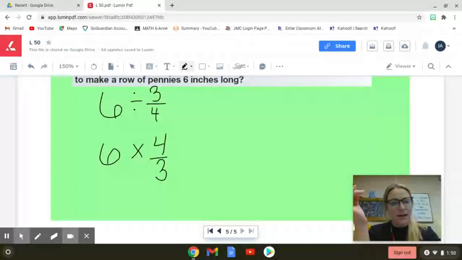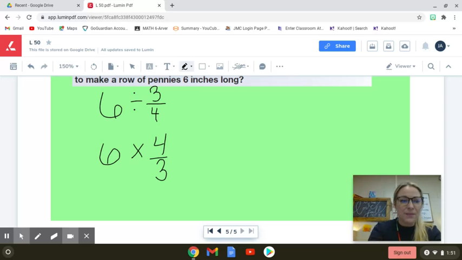So instead of writing 6 like this, I can represent 6 as a fraction. We can do that to any whole number at any time. All we have to do is put a 1 in the denominator place. So instead of 6, I'm going to do 6/1. And now I just have a fraction multiplication problem. I have 6/1 times 4/3.